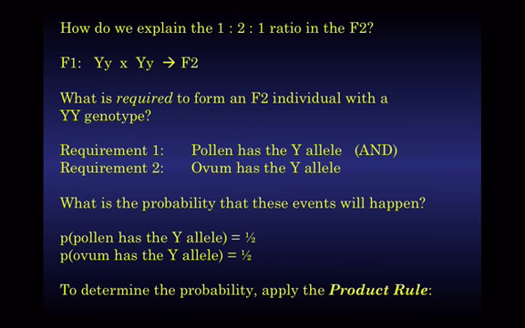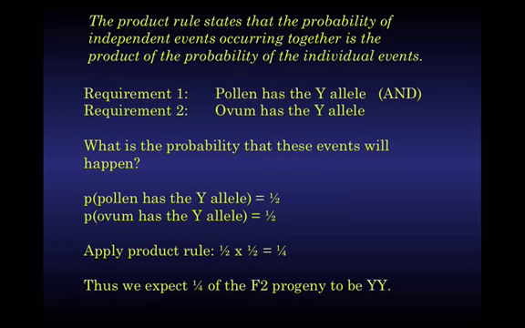To determine the final probability, we need to apply the product rule. The product rule states that the probability of independent events occurring together or in a sequence is the product of the probability of the individual events. So we have these two requirements, and when we list them off, we have to say "and" in between them. We need to get a big Y from the pollen, and we need to get a big Y from the ovum. The probability that these events will happen is 1/2 each, and to apply the product rule, we multiply them together. So for the F2 progeny with a genotype of big Y, big Y, we expect 1/4, so 1/2 times 1/2.